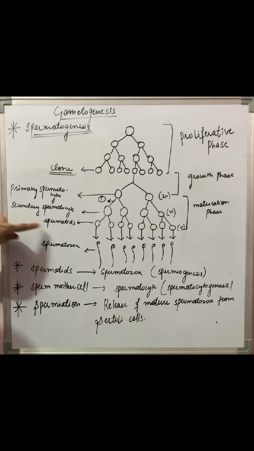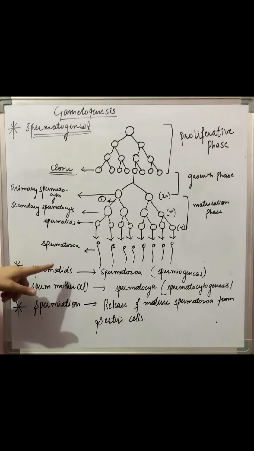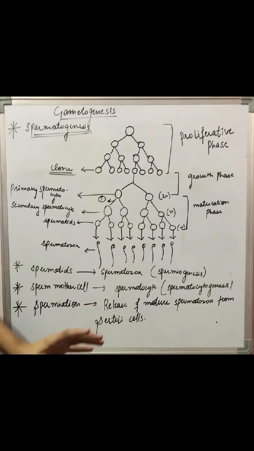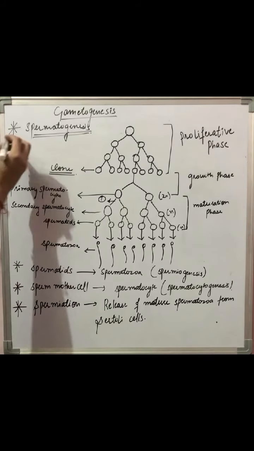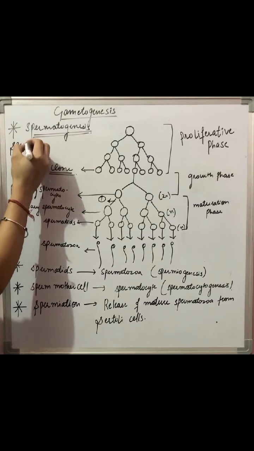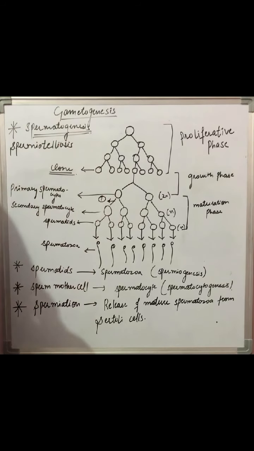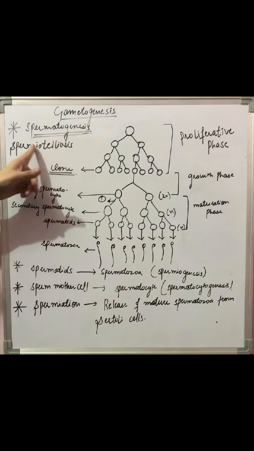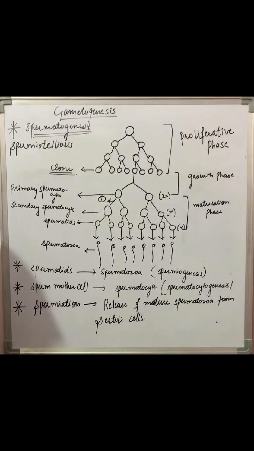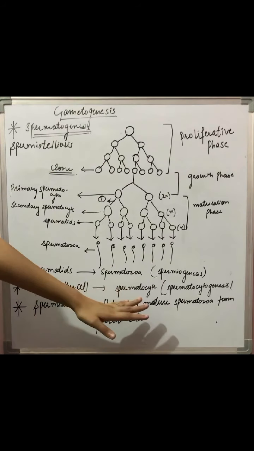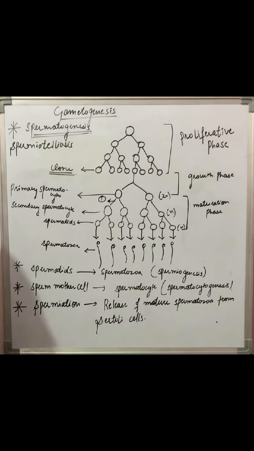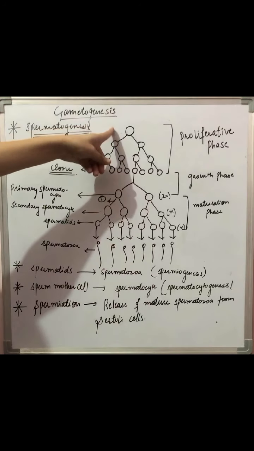The formation of spermatozoa from the spermatids is known as spermiogenesis, and spermiogenesis is also known as spermioteliosis.